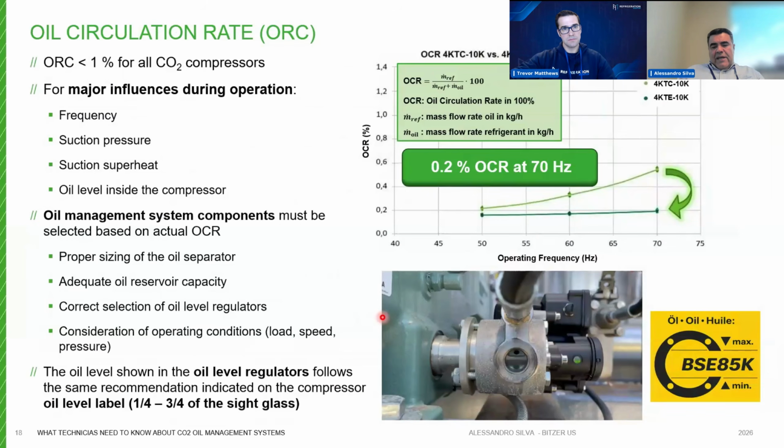So yes, besides this oil circulation rate graph I showed you, when you have the oil level controller connected through the oil sight glass port, we put this sticker on every single compressor with the oil type. The same oil level we recommend here, between 1/4 and 3/4 at the sight glass, we expect at the sight glass from the oil level controller as well. So this is very important.